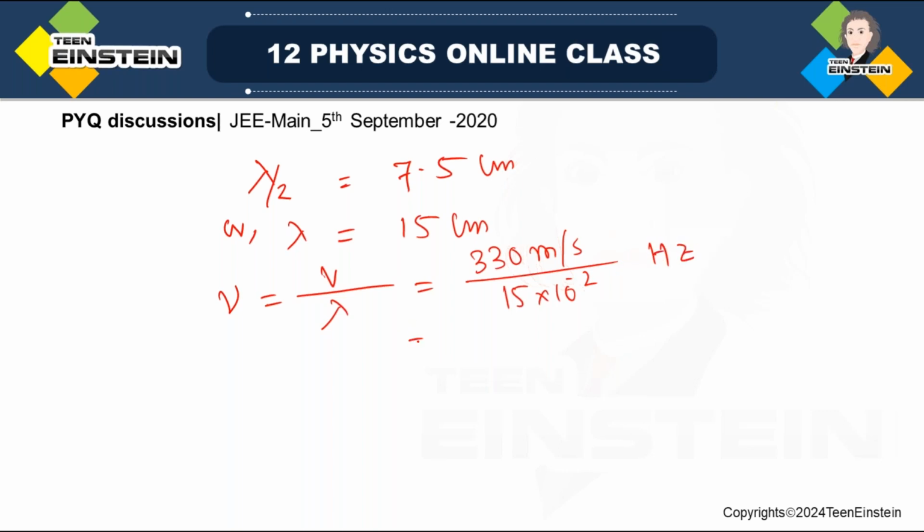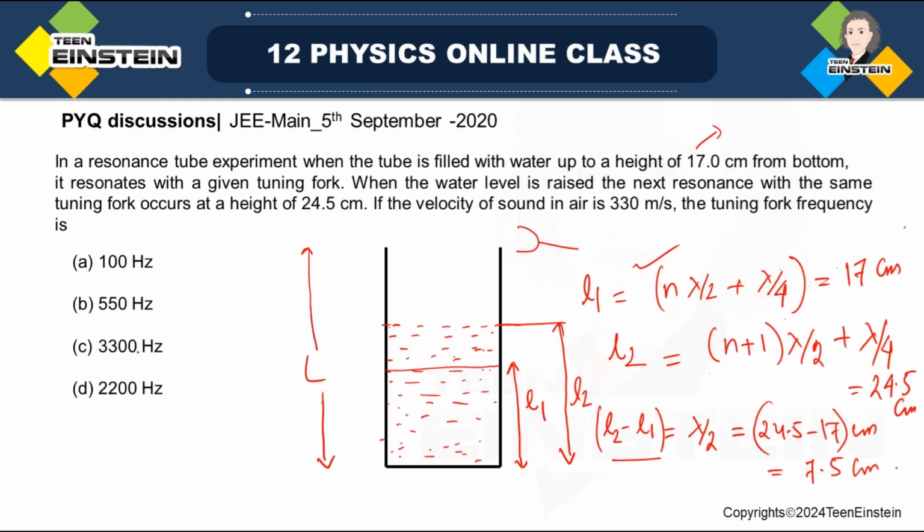Per second. Okay, so let me just see. This is 330 into 100 divided by 15. So this will give you, this is the one. So look here, option D will be the correct answer in this case. I hope guys you have understood this, so I am not repeating. All right, so let us go to the next problem.